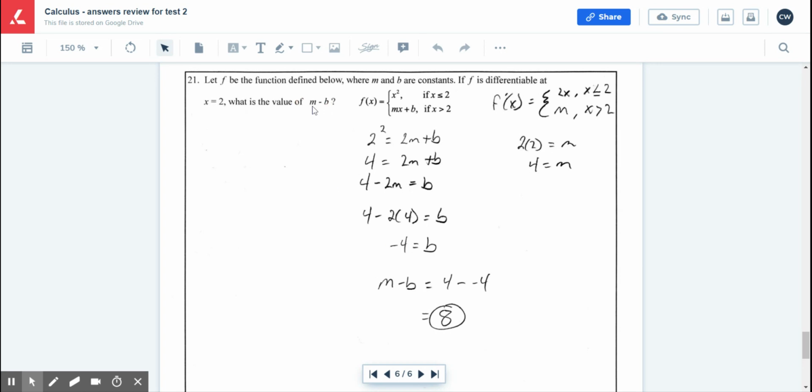Notice it wants m minus b, so m is 4 minus a negative 4, and that ends up giving me 8 as my solution.